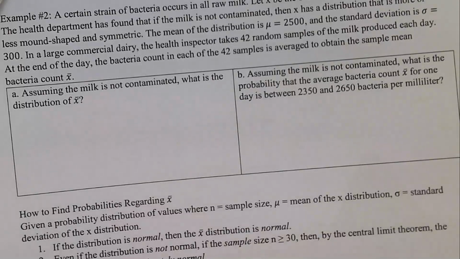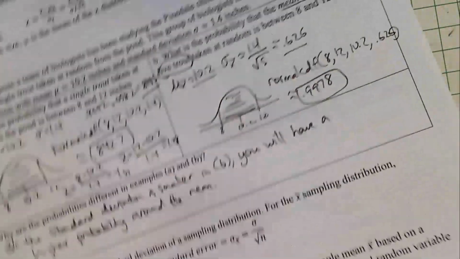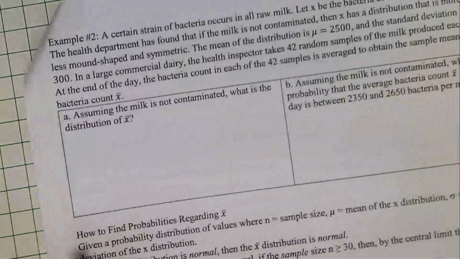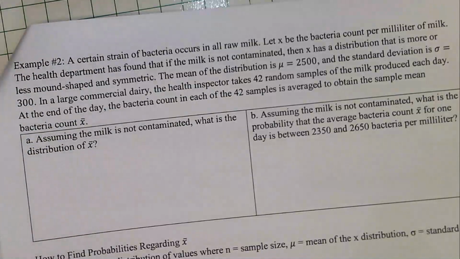What is the central limit theorem? The central limit theorem states that our sample size is at least 30. So if the sample size is at least 30, we could say that the normal distribution can be useful to find the probability. So let's look at example 2.